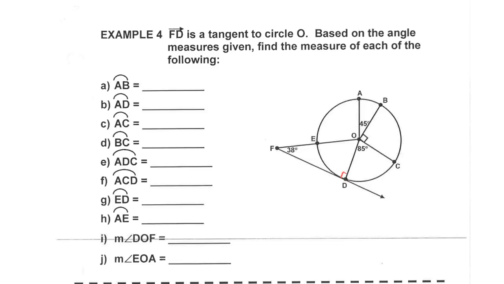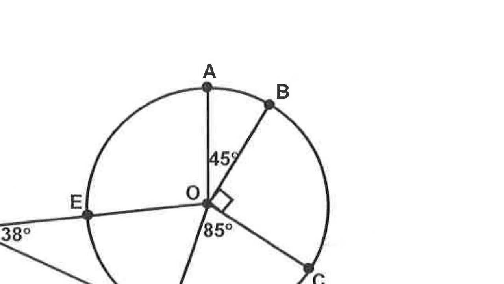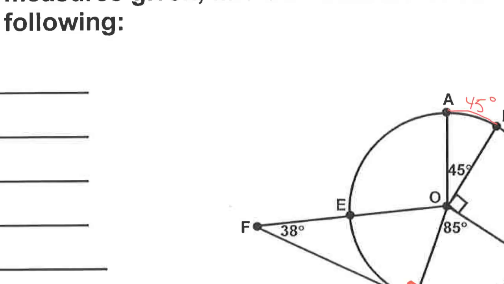It doesn't necessarily have to go in order here, guys, but I am going to start with arc AB. So I have this arc right here, AB. It has a central angle of 45 degrees, so arc AB is 45 degrees.